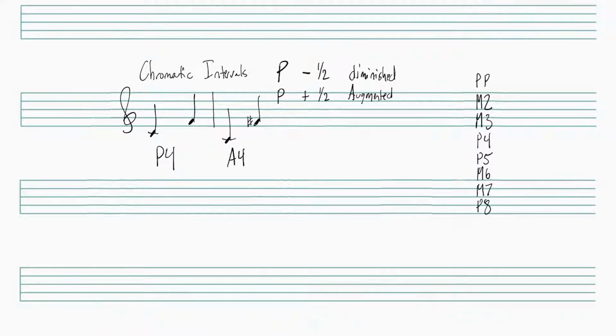You can also widen this interval by lowering the first note. So you would have C flat to F. That's also going to be an augmented fourth. Now, can we shrink the interval? Can we make it smaller? The answer to that is yes as well.